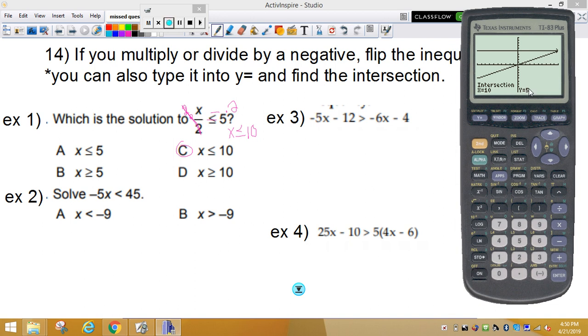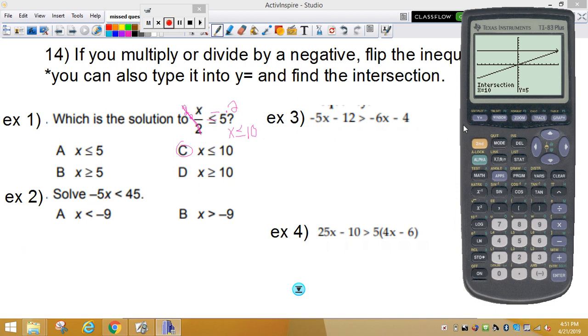Okay, because we don't care about the y value. We care about what x is. So x is 10. And then you can just look and say, did I multiply or divide by a negative? No, I didn't. Everything in this problem is positive. So my inequality would stay the exact same. So C would still be your answer.